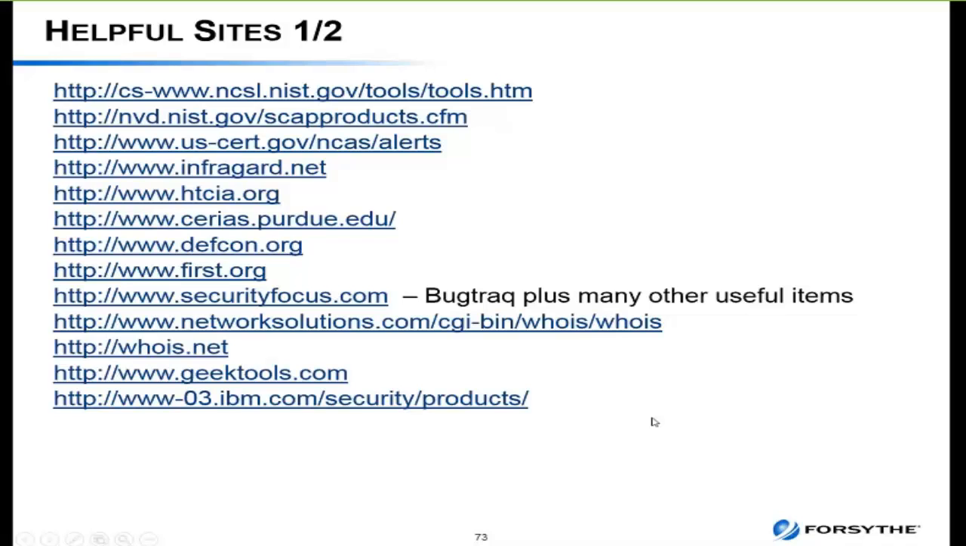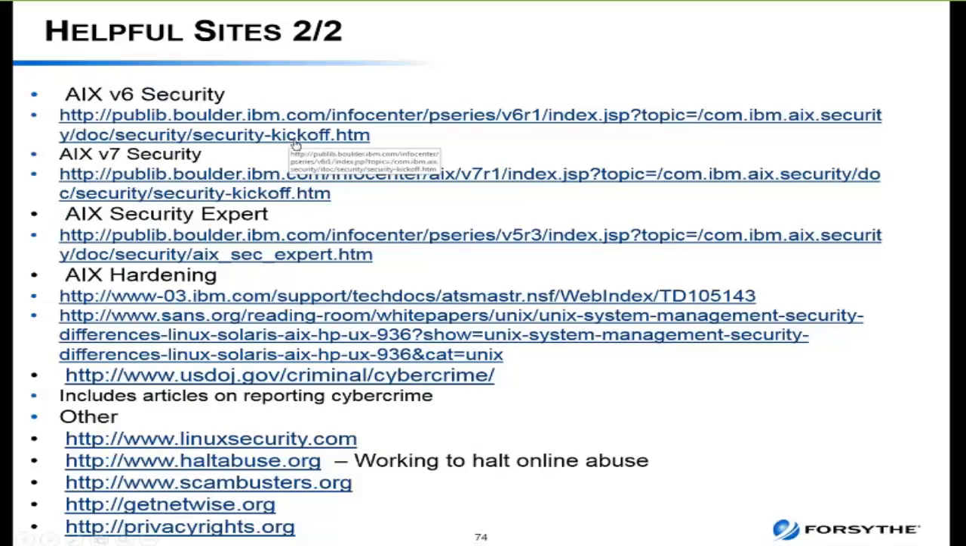And of course, this is the list of all of IBM's security products. This is the kickoff to the IBM version 6 security information. I've also got the version 7 one, information on AIX Security Expert, and then a lot of links on AIX hardening that are well worth looking at. And then just some additional links that are based on security.